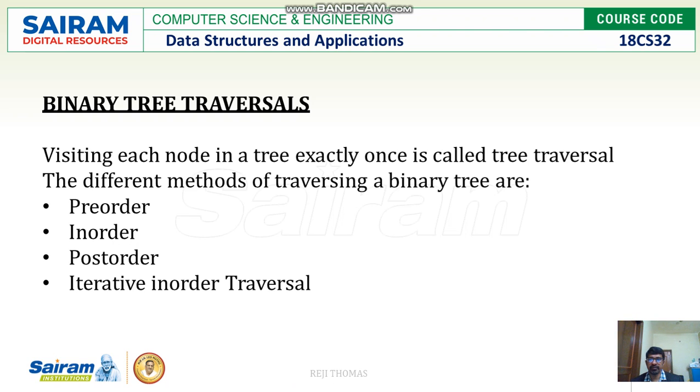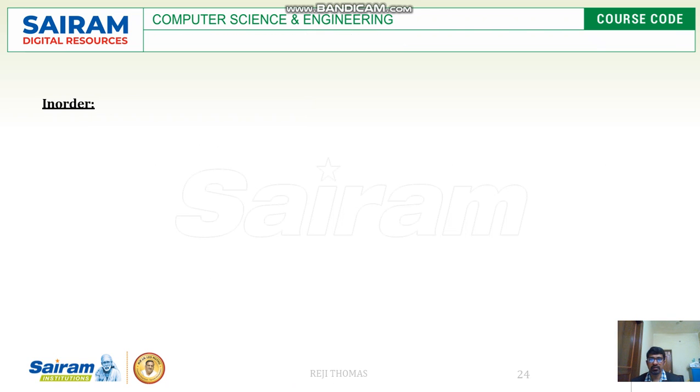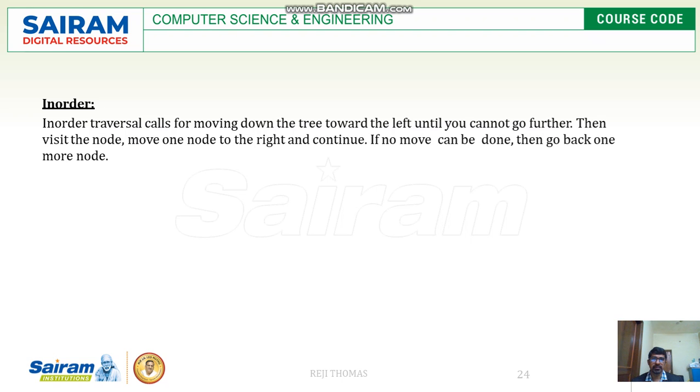Okay. So let us start with the first one, which is in-order. In-order is something like you have to move down the tree towards the left until you cannot go further. That means you have to find the leftmost node in a given tree. You have to visit it first, then visit the root node, then move one node to the right and continue.